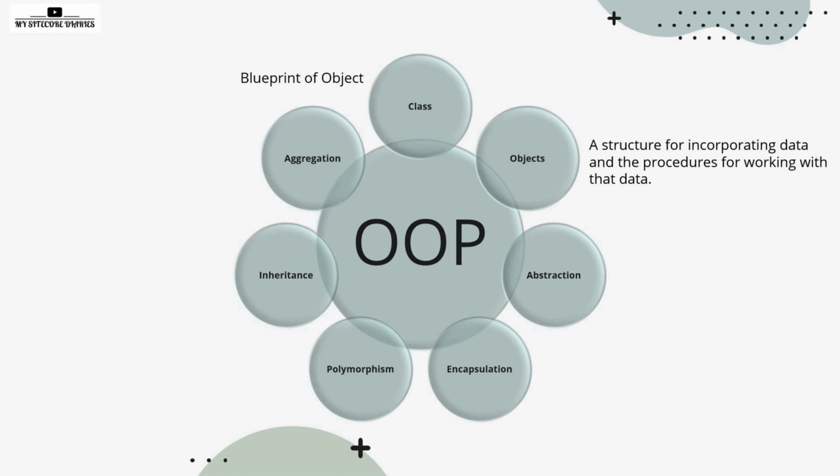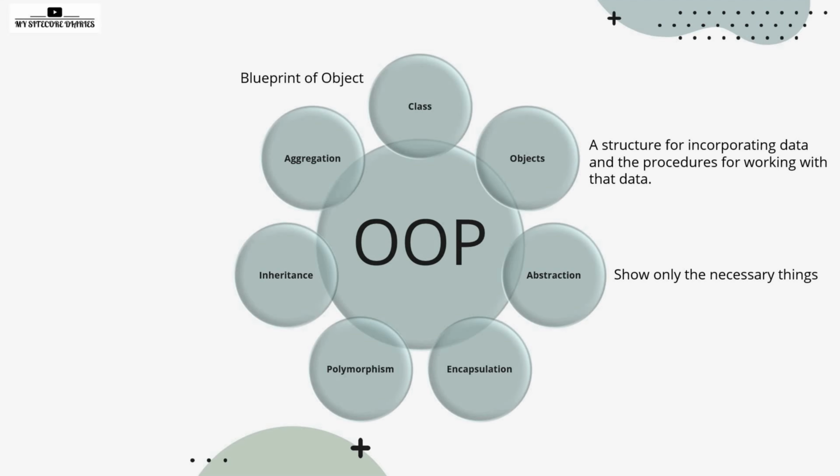And what is the object? A structure for incorporating data and the procedures for working with the data. It is basically a defined structure, and that structure is nothing but your class. That structure is defined in the class, and you can use that class to create an object which will have the data and the methods, or procedures. Those methods define what to do with that data, so how we can process that data. So that is the object.